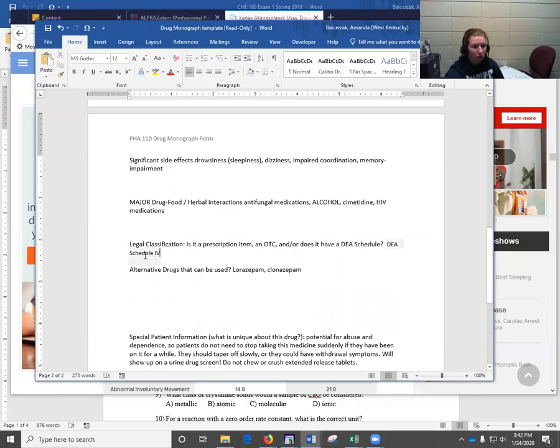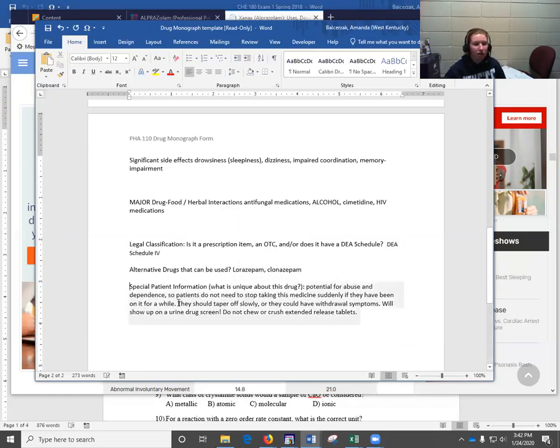But it is very important for you to know in practice if it's a controlled substance, because in Kentucky, if you haven't experienced this already, you have to get certain identifying information from the patient before you can dispense these medications. So it's important for you to alert the pharmacist or make sure you get that information when the patient's dropping it off.